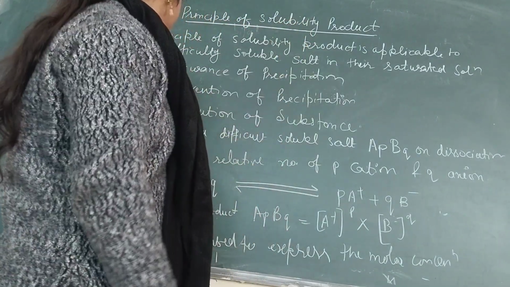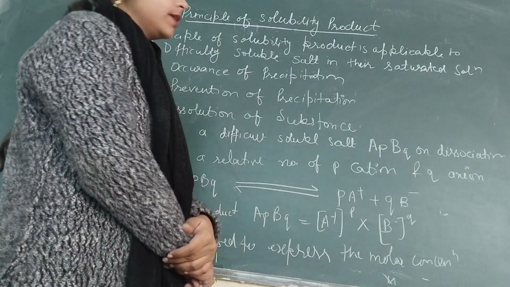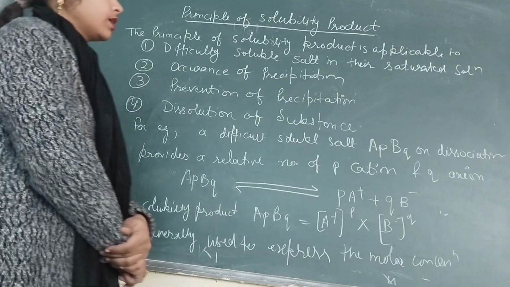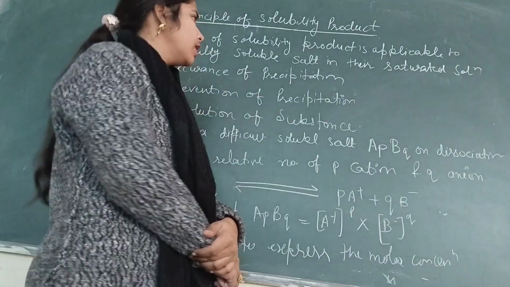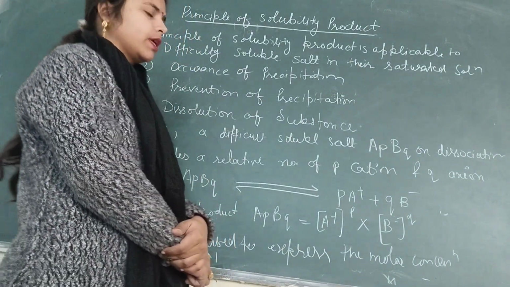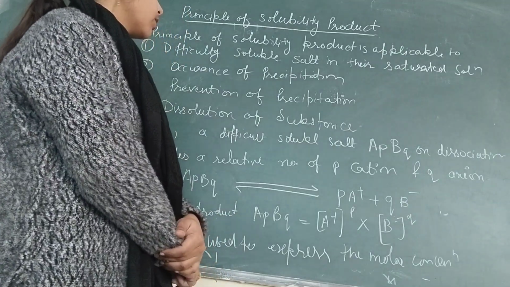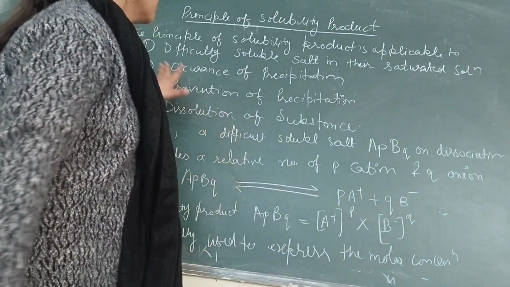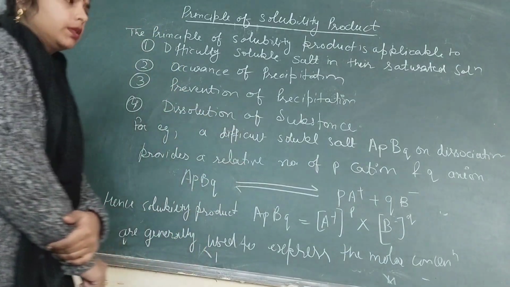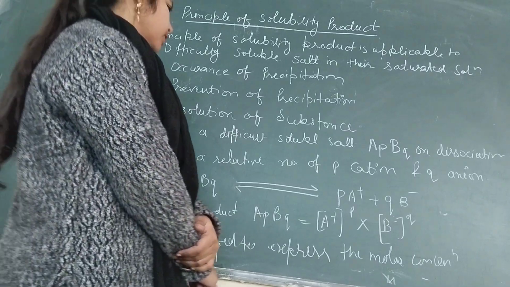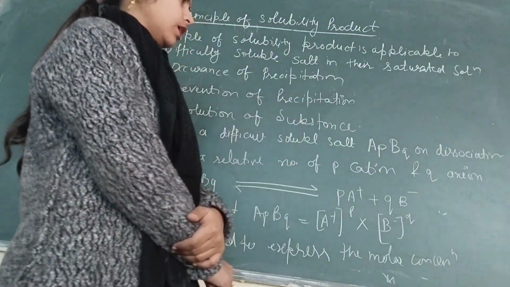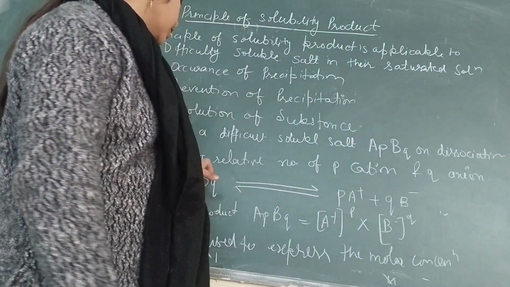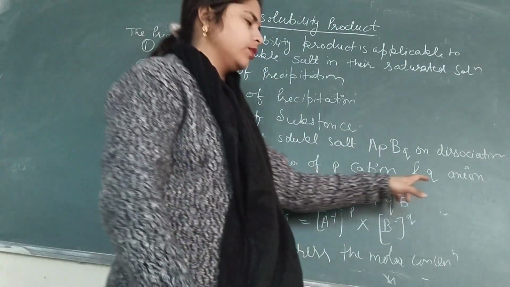Solubility products. The principle of solubility product is applicable to the first, a sparingly soluble salt in its saturated solution; second, the occurrence of precipitation; third, the prevention of precipitation; and fourth, the dissolution of the substance. There are four principles for the solubility product, and their examples are: a sparingly soluble salt AxBy on dissociation provides a relative number of x cations and y anions.